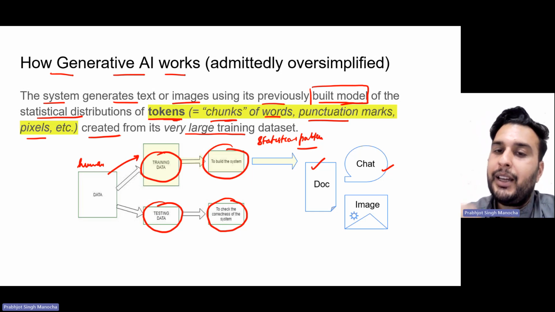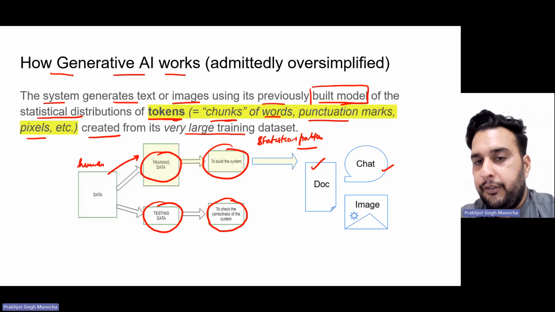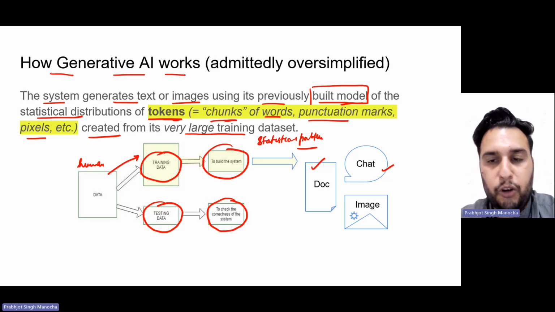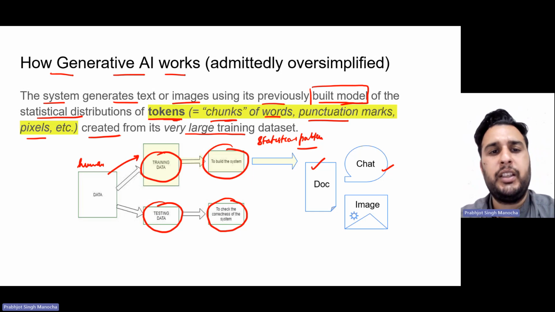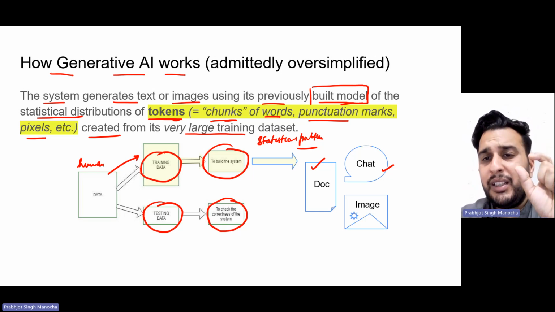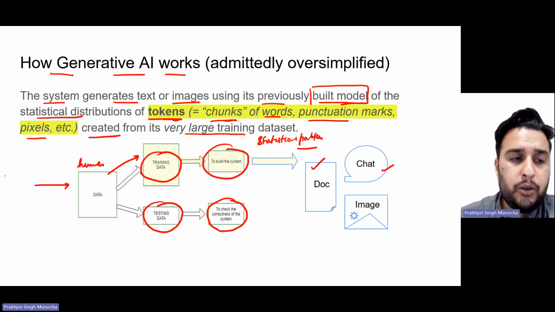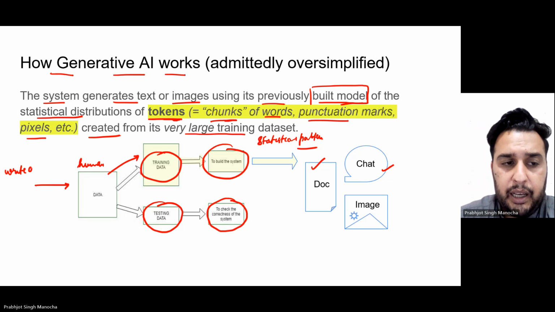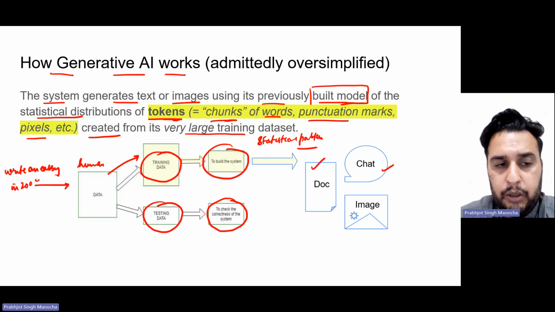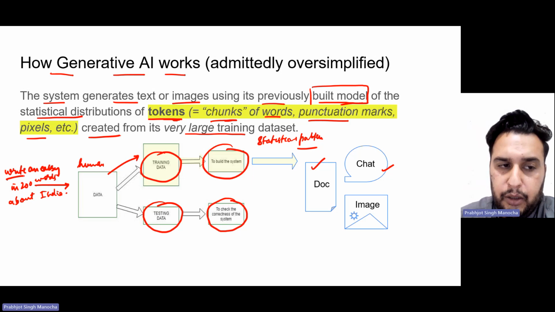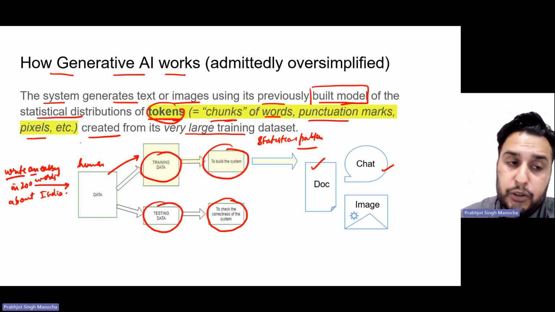So through this statistical pattern matching, we train the data, we build the system, we test the system to check its correctness, and then we give inputs to the model to generate new data, chat, we provide documents, images, to generate n number of things that we can do. But how is this understandable to the model? For example, if I ask a model, write an essay in 200 words about India.